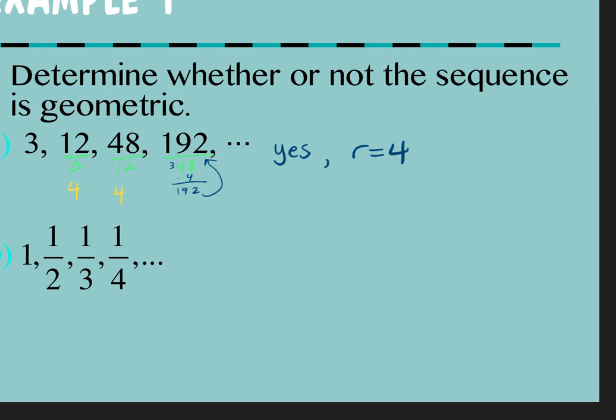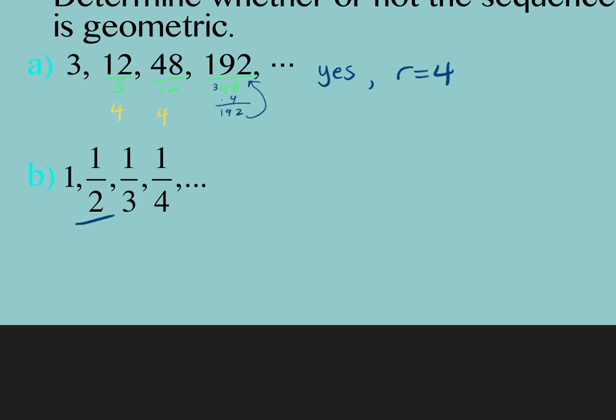Do the same thing with B. So 1/2 divided by 1 is what? 1/2. 1/3 divided by 1/2 would be the same thing as 1/3 times 2 over 1. Is that 1/2? No. So this is not geometric. It only takes one pairing to not work. So if one works and the other one doesn't, it's a no. It only takes one to make it a no.